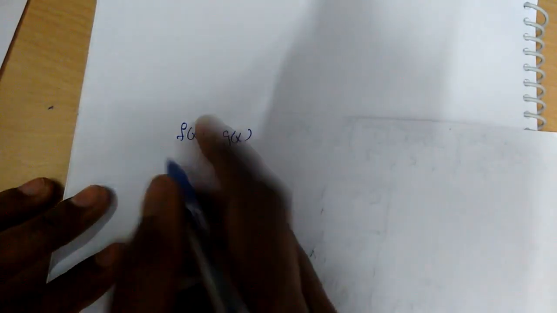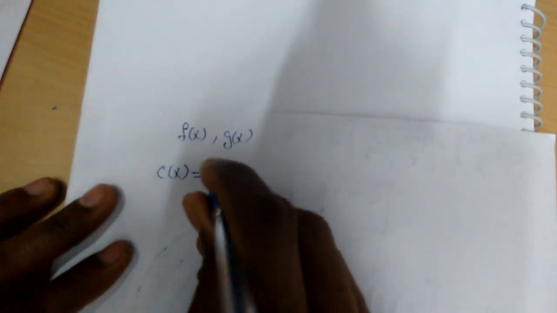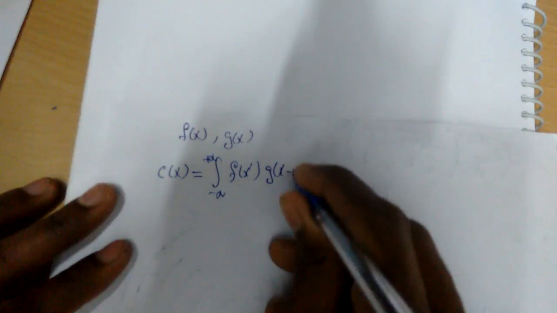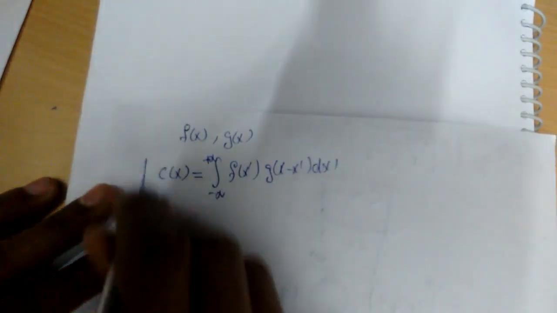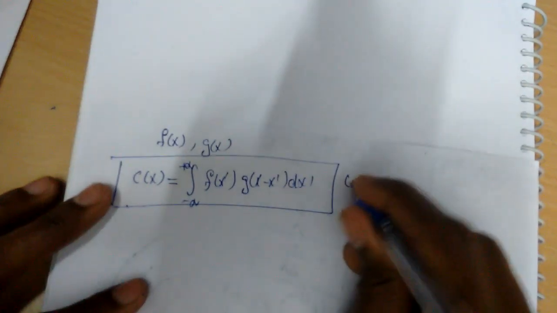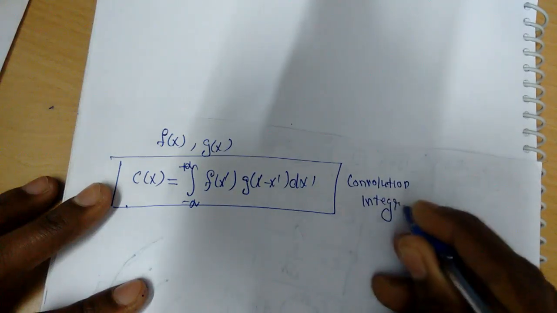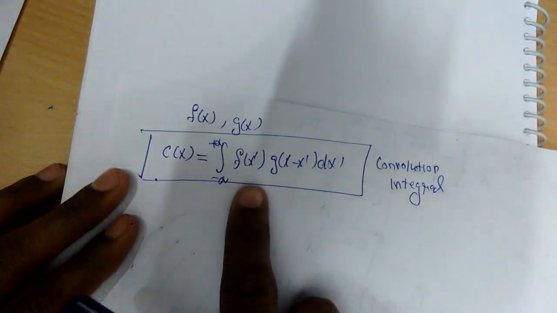If we have two functions, f(x) and g(x), and you want to calculate the convolution of these two functions, this convolution is defined as you integrate from minus infinity to plus infinity f of x prime g of x minus x prime dx prime. So this is the convolution integral. Okay, so how do you interpret this?